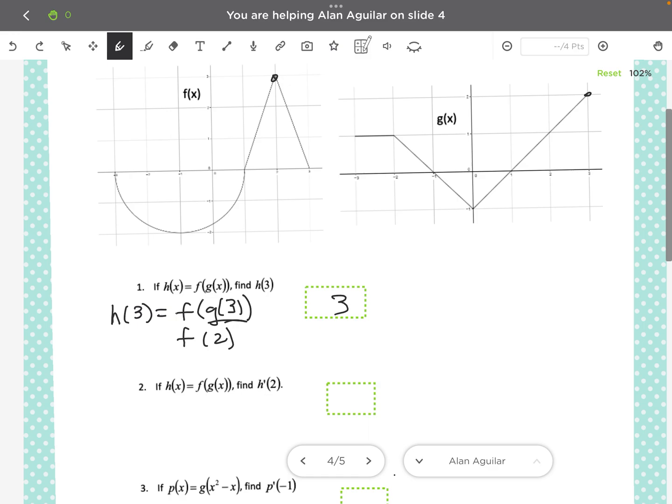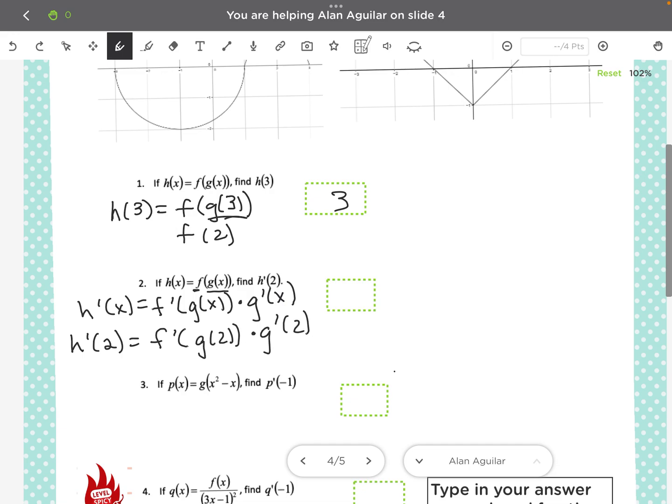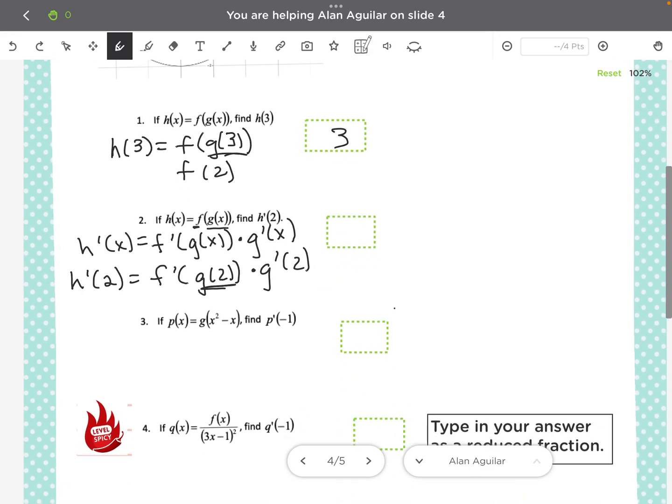So there's that one. The second question is asking for the derivative, so I do want to take the derivative, and I want to use the chain rule. f is the outside function, g is the inside. So we do the derivative of the outside, inside stays the same, times the derivative of the inside. And then I'm going to go ahead and plug in the 2 for x. So I have f prime of g of 2 times g prime of 2. So again, start by finding g of 2, which is 1 from the graph, it's just the y value. So it's f prime of 1 times g prime of 2. So I just need to find these two values and multiply them together.